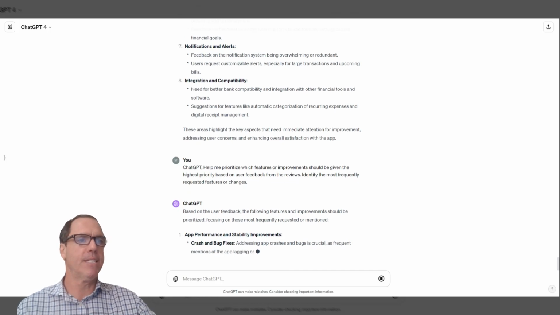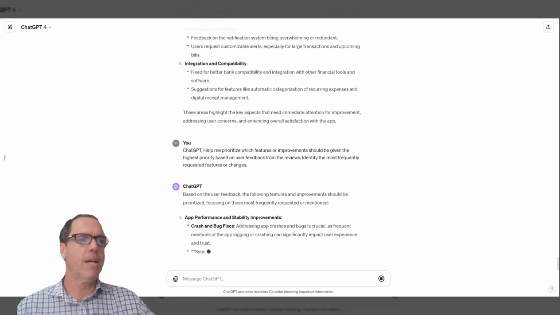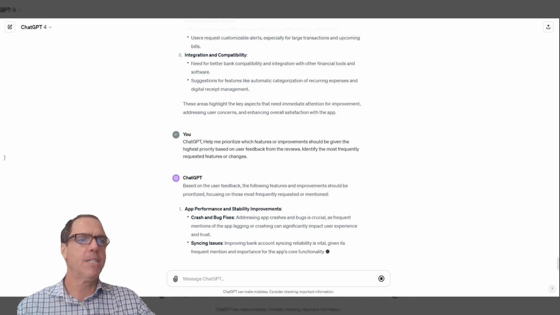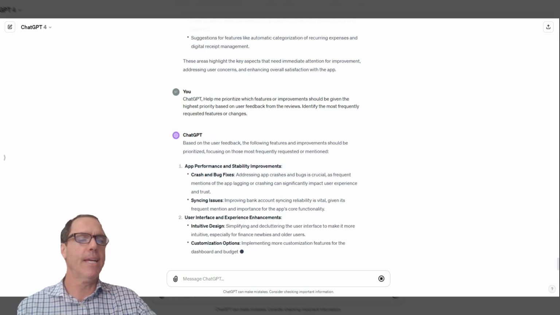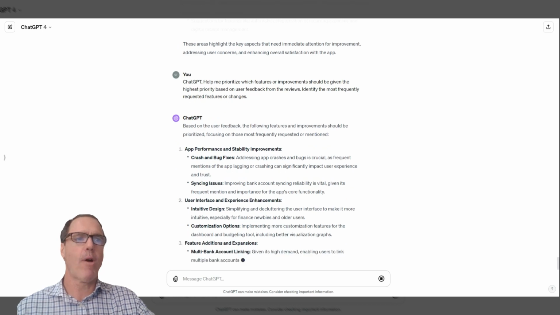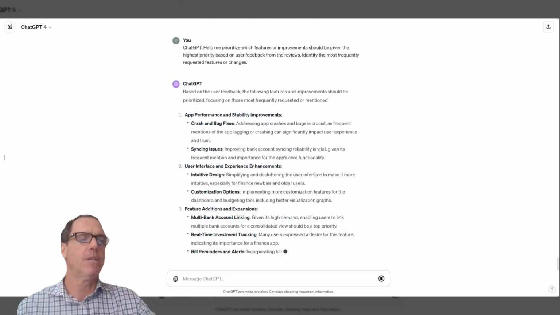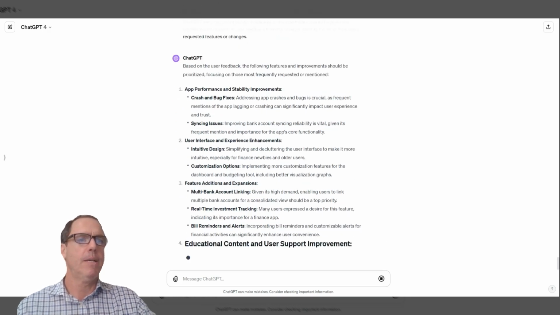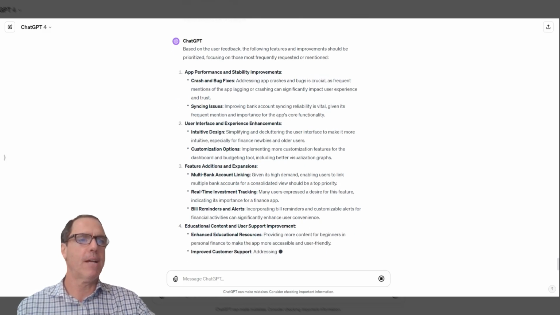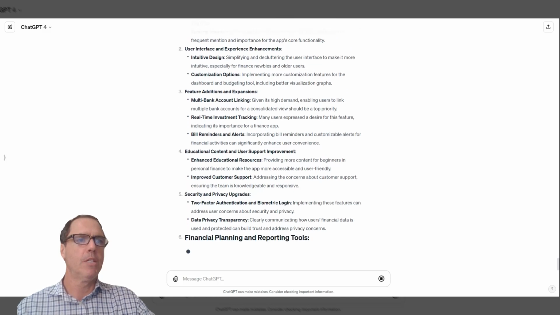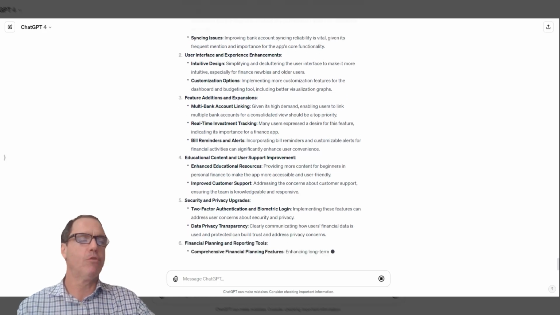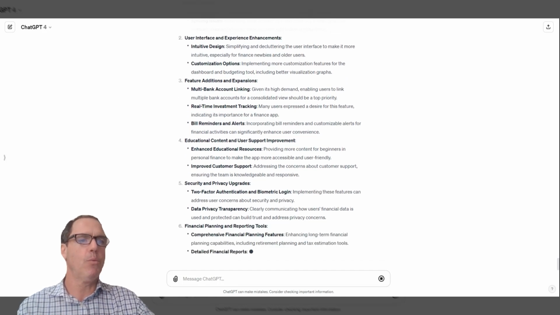It's giving us some ideas based on the feedback: crash and bug fixes, syncing issues, user interface and experience enhancements. And again, it's looking at the reviews and giving us ideas as a product manager to think about. And it's using real feedback from our customers, and in this case, 50 high value customers. So it's giving us some great ideas to think about for our roadmap and some things that we would need to do.